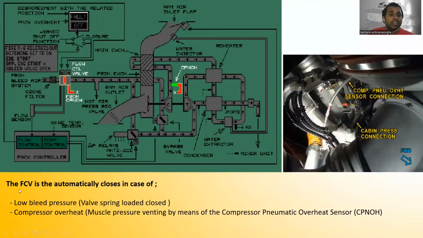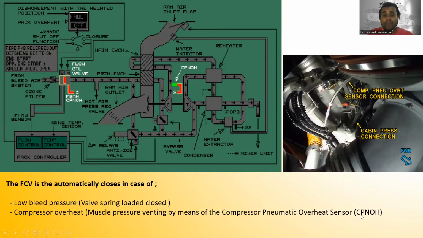Okay, so now the flow control valve automatically closes in case of low bleed pressure, since the valve is spring loaded to close. If there's compressor overheat, the flow control valve also automatically closes, with muscle pressure venting by means of the compressor pneumatic overheat sensor.